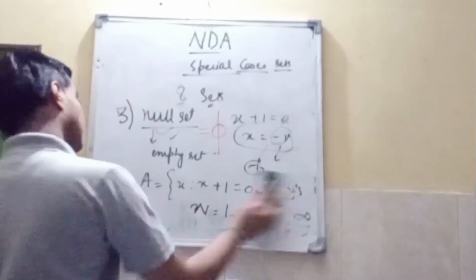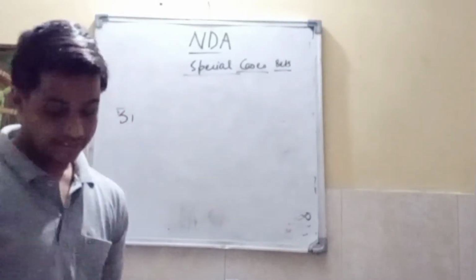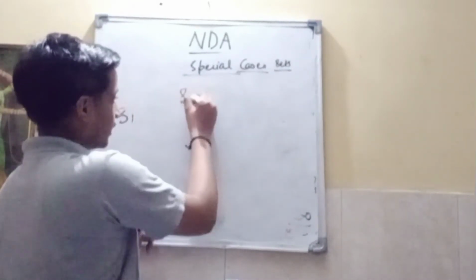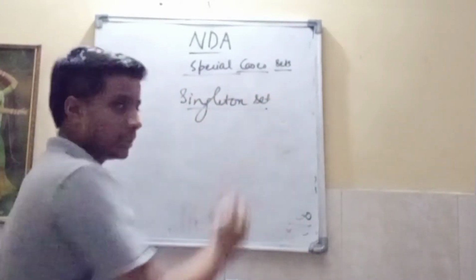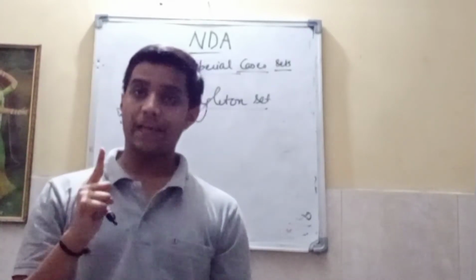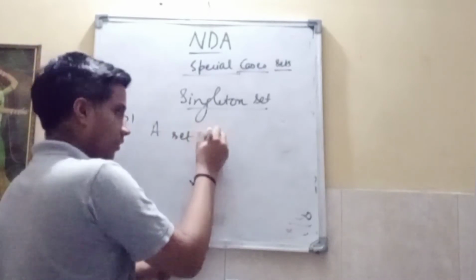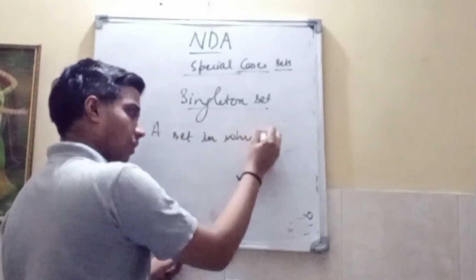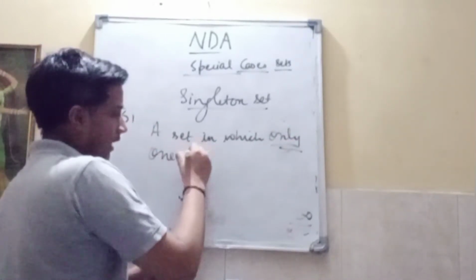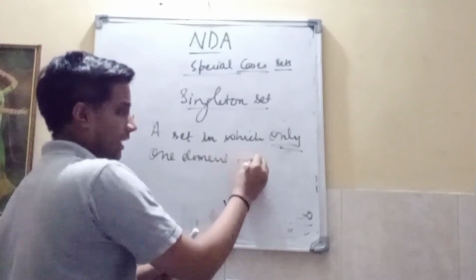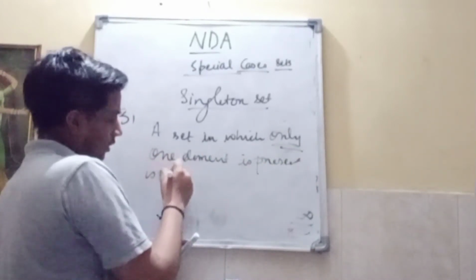So the next type of set is singleton set. A set in which only one element is present is known as a singleton set.